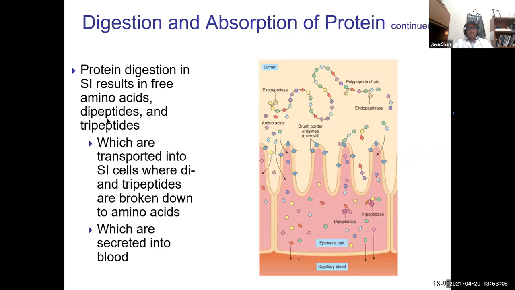So how are they absorbed? After digestion in the lumen of the small intestine, some amino acids and some dipeptides and tripeptides enter either as amino acids or as di- and tripeptides. In the epithelial cells, there are enzymes, dipeptidase and tripeptidase, that break them down into amino acids. And then only amino acids enter the bloodstream.